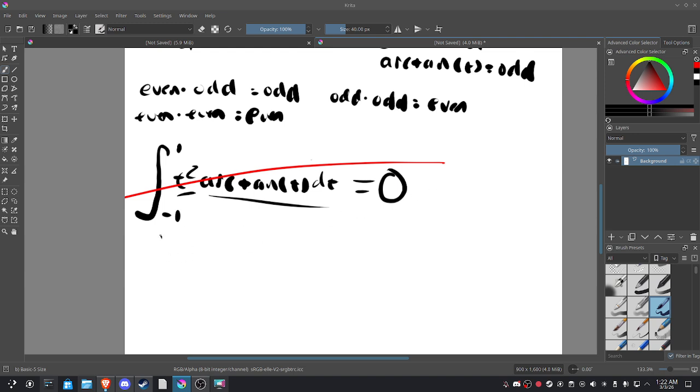So, what about t cubed arctangent 3? You might have already figured it out. But this is not 0 because it's an odd function times an odd function. This is odd, and this is odd.